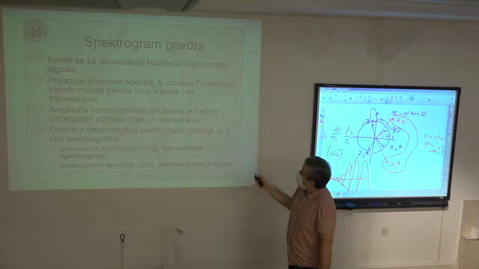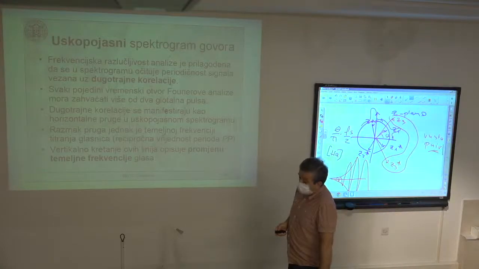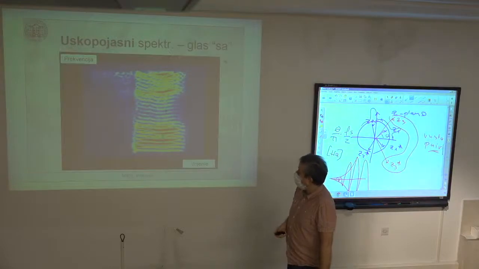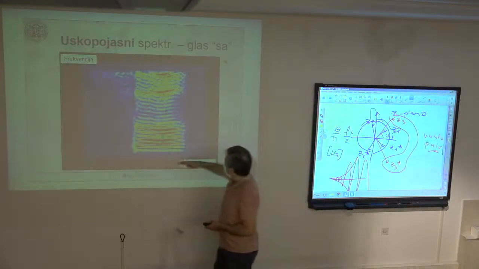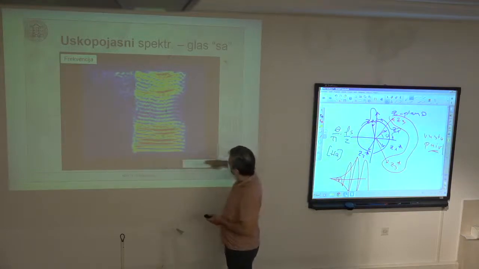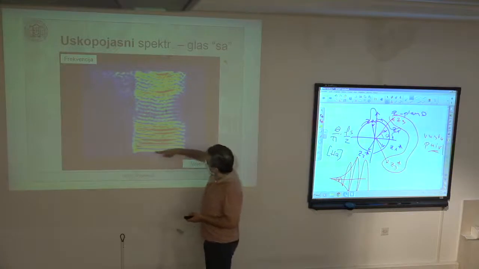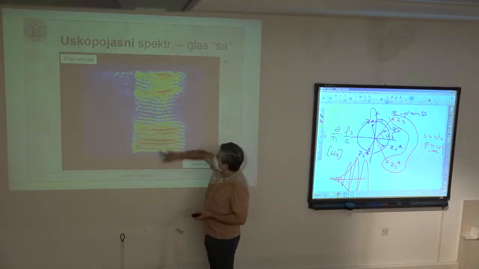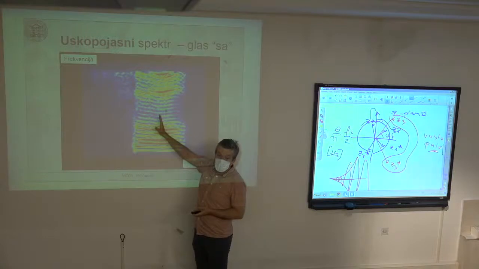Then speech spectrogram. It shows how the spectrum is changed with time. So in this case, this speech spectrogram has a time axis here. It has a frequency axis here. And what I see here is the periodic behavior of the spectrum along the frequency axis in the part where I have the periodic excitation for the voiced speech.